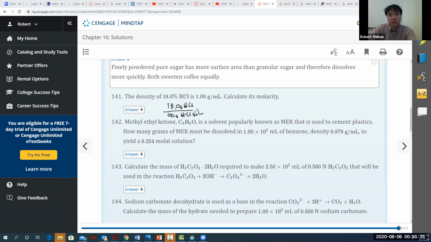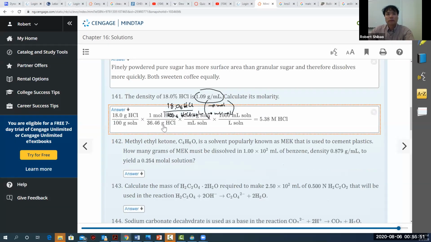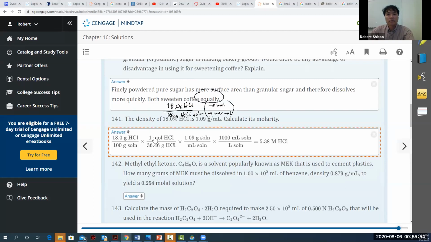And so these are two different things. And then what we'll do is we'll convert the top into moles. And then the bottom, we're going to convert into milliliters first using the density here: 1.09 grams of solution per milliliter of HCl solution, and then from milliliters to liters. So it's just a dimensional analysis problem. Convert the top into moles and the bottom into liters. Grams to milliliters using the density and then milliliters to liters.